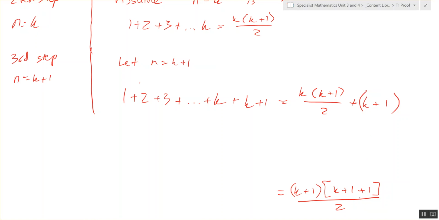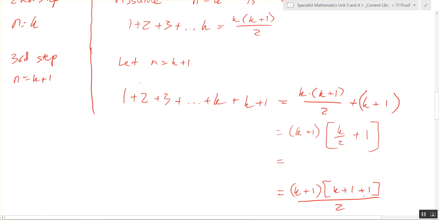Or you put them over 2. They're all over 2. So let's put this one over 2. Another way is factorizing. What's the common factor in both terms? Both this term and this term have k plus 1. So what's left over in this term? Plus k plus 1. And what's left over in this one? K plus 1 divided by k plus 1 is 1. So k plus 1 plus 1.